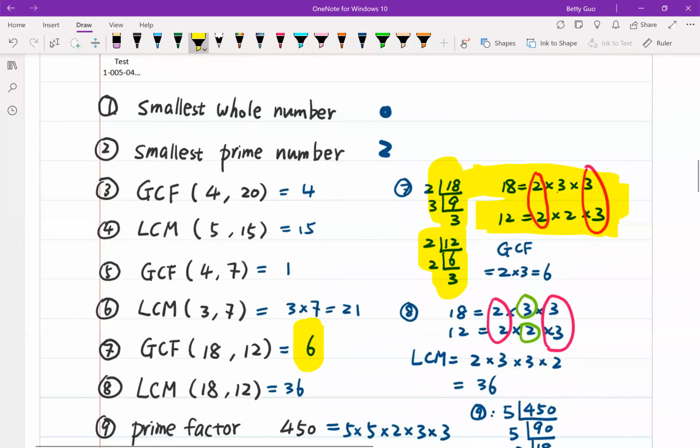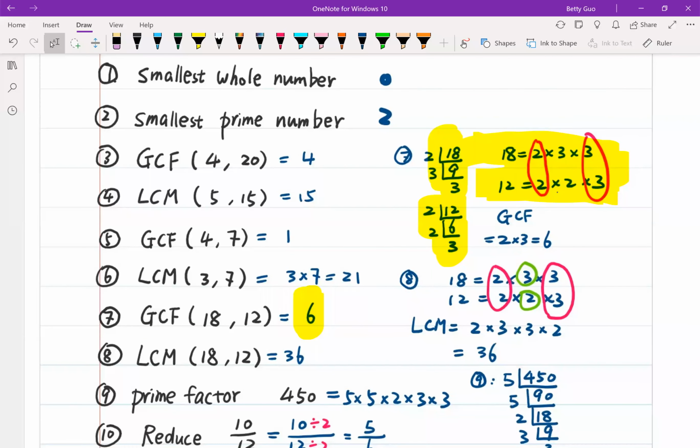Number 8, find the least common multiple for 18 and 12. Not a special case number 1, not a special case number 2 either. So we need to apply the 3-step procedure. Step 1, prime factor both numbers. Step 2, bubble. I use the color red. Bubble the common factors in red and then bubble the leftover factors in green.